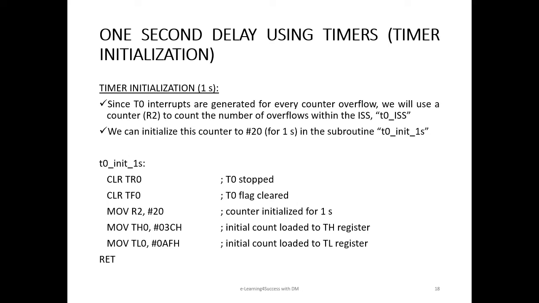This slide shows the 8051 assembly language code for defining the T0_init_1 subroutine. Just as discussed before for the 1 millisecond subroutine, here also we will stop the T0 by clearing TR0 bit and clear the timer flag bit TF0 before loading the initial count value to the T0 counter registers TH0 and TL0. Also we will use R2 as a counter register and initialize it to number 20 in order to count the number of counter overflows.